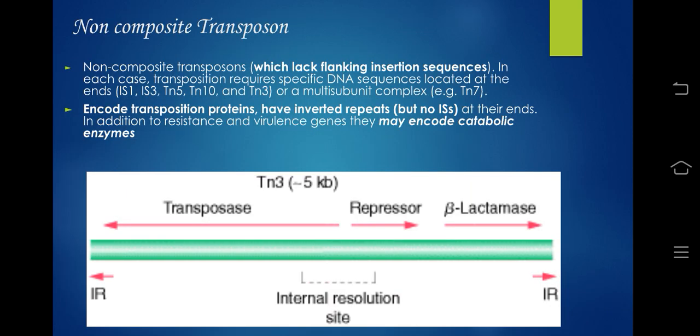Non-composite transposons lack flanking insertion sequences. In each case, transposition requires specific DNA sequences located at the ends, or a multi-unit complex. They encode transposition proteins and have inverted repeats at their ends. In addition to resistance and virulence genes, they may encode catabolic enzymes.